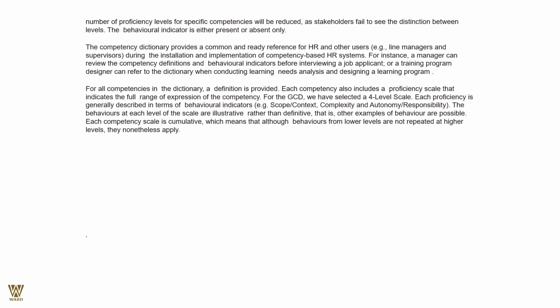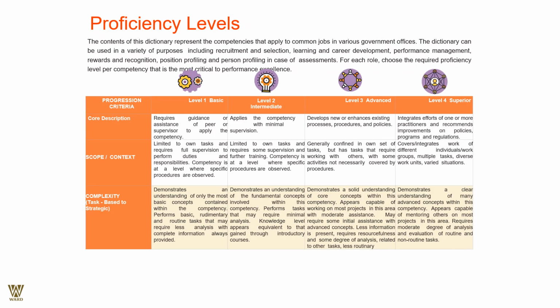For all competencies in the dictionary, a definition is provided. Each competency, remember, would have those four levels of basic, intermediate, advanced, and superior, the BIAS, which will give me the indicators that can be classified as scope, context, autonomy, and responsibility, as the case might be. This is what we want to work around. Here is what I wanted to stress: the scope, the context, the complexity, the autonomy, the responsibility that has been mentioned here time and again is what we are looking forward to.